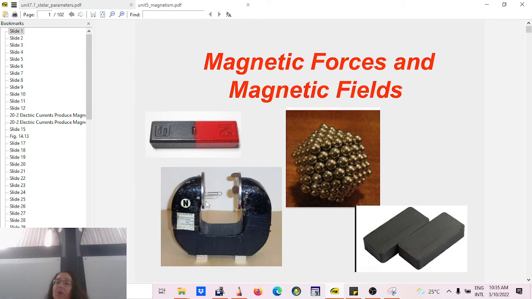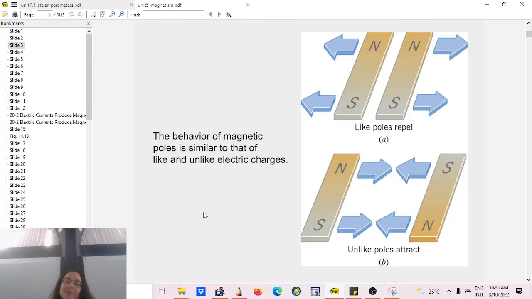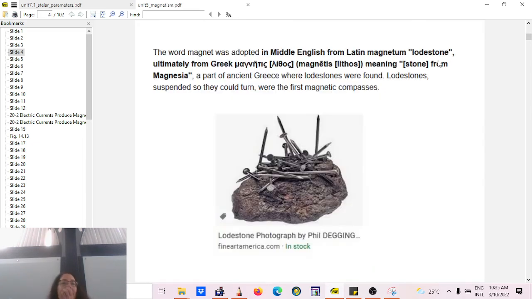We're going to discuss that. So here, for example, you have a horseshoe magnet. This is the north and this is the south. And it's very, very strong. You can have a magnetic field, so we're going to talk about the magnetic field. But north and south attract, north and north repel. So you all know that.